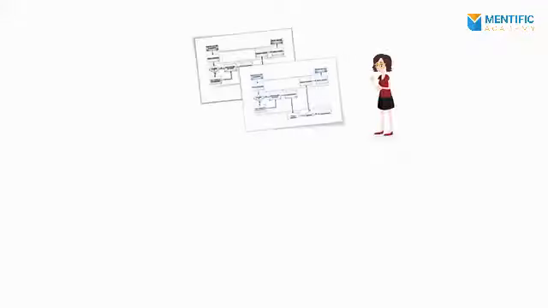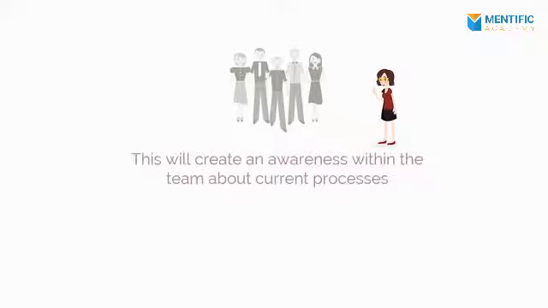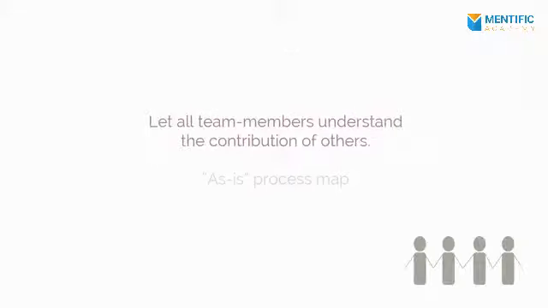Let me explain the as-is and to-be process map. First, try to find existing process maps which may already be in existence in the company. Next, map all the as-is high-level processes as they now exist. This will create an awareness within the team about the processes in existence currently, and that all team members understand the contribution of others. This is the as-is process map.